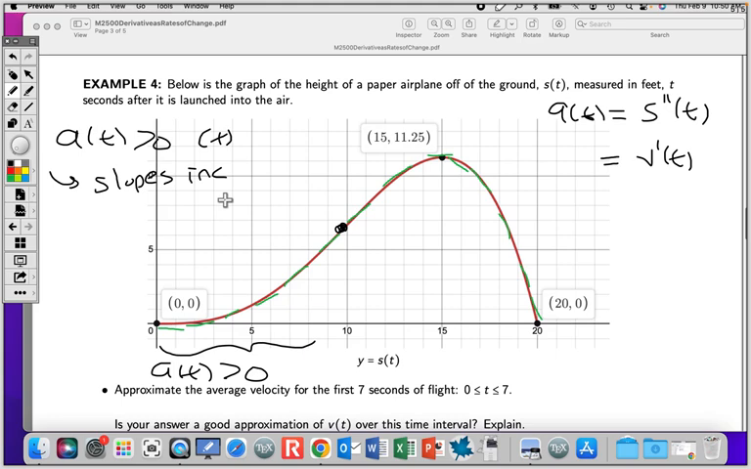Beyond 10, the slopes are always decreasing. The slopes are getting less steep and positive, then they zero out, then they're getting more steep and negative. So that means the slopes are decreasing for the rest of the journey. So that'll do it for example 4.